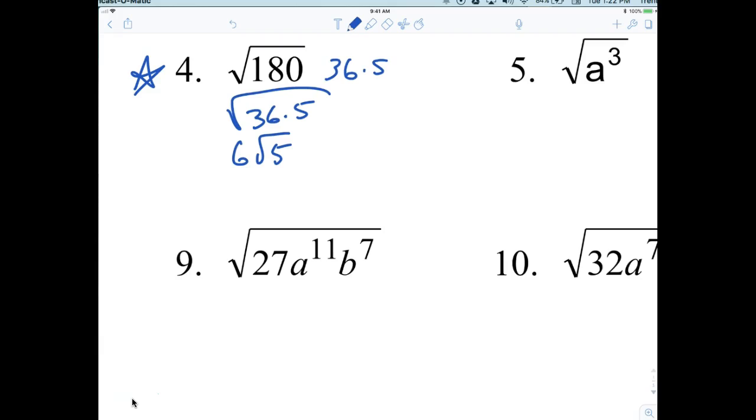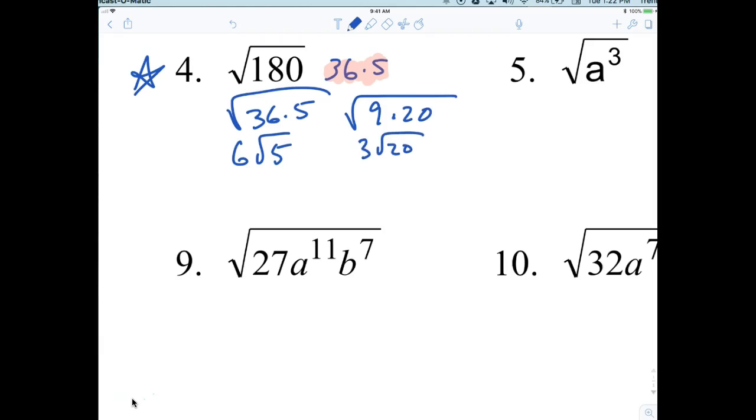You could do 20 and 9, but then you have to break 20 down. Let me show you that just to make sure, because most kids, like I said, don't see 36 and 5. I'm just telling you, you should. All right, but now look at 180. Let's just say you thought 9 times 20 was better.